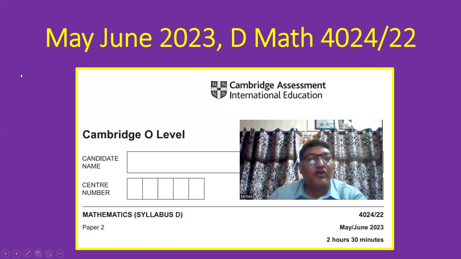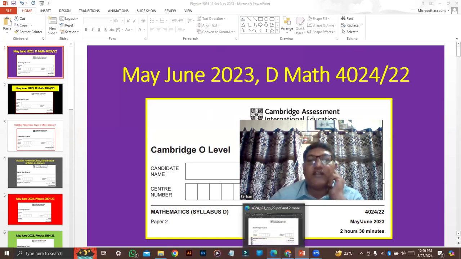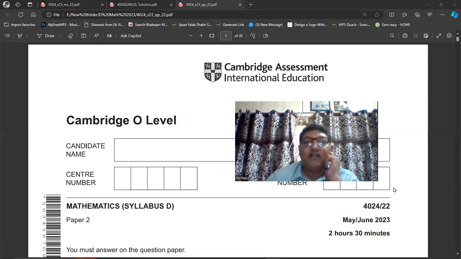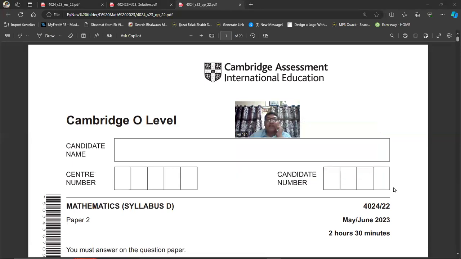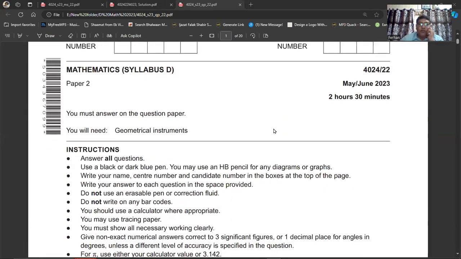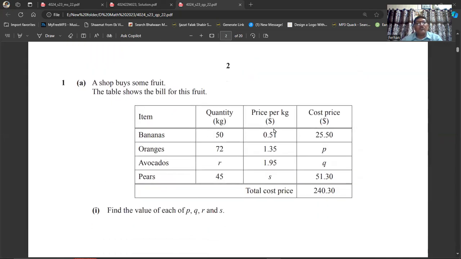The time allowed for this paper is 2 hours and 30 minutes, and the calculator is allowed in this paper. So let's start today's paper. On your screen, the paper is showing up. The total marks for this paper are 100. Question number 1, and it's A part.